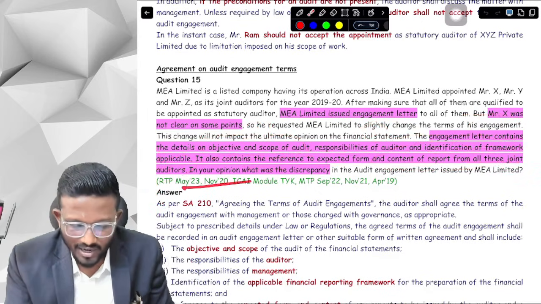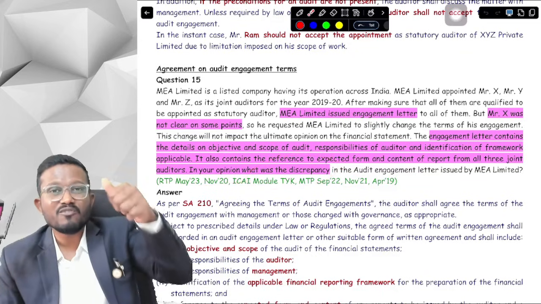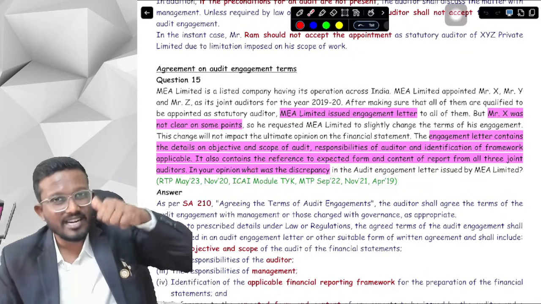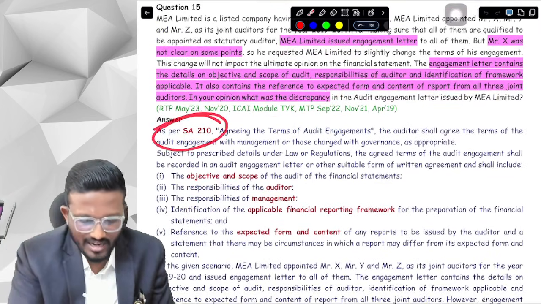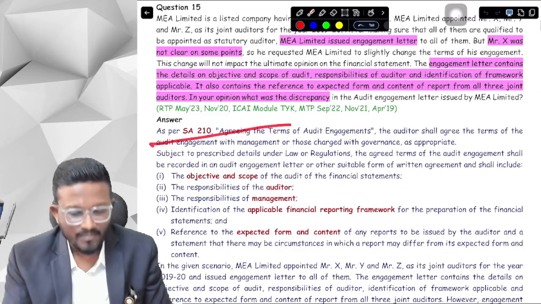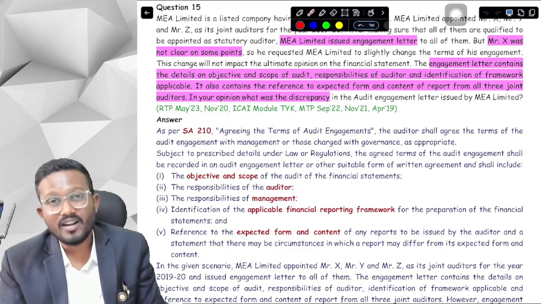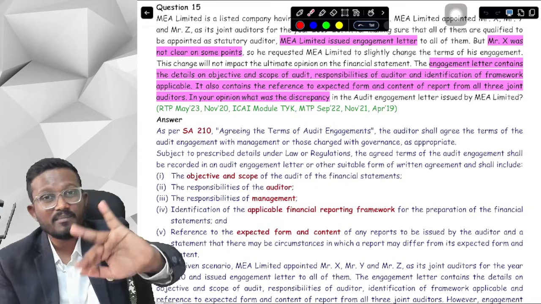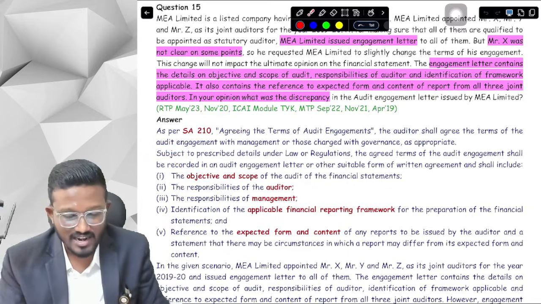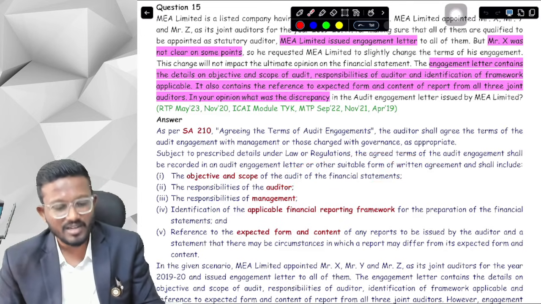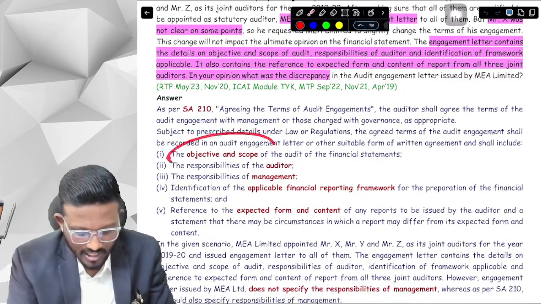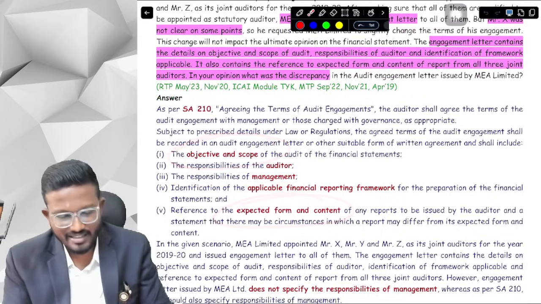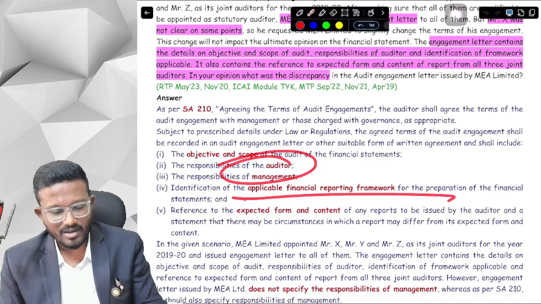So in your opinion, what is the discrepancy? First of all, the audit engagement letter should be sent by the auditor, and secondly, management's responsibility is not mentioned. So we will mention that as per SQC, as per SA 220, we have to agree the terms of the audit engagement letter, and the audit engagement letter should be sent by the auditor to the management to avoid any misunderstanding. And what are the contents of the audit engagement letter? The responsibilities of the auditor, objective and scope, and reference to expected form and content. Then responsibilities of management about the applicable financial reporting framework.